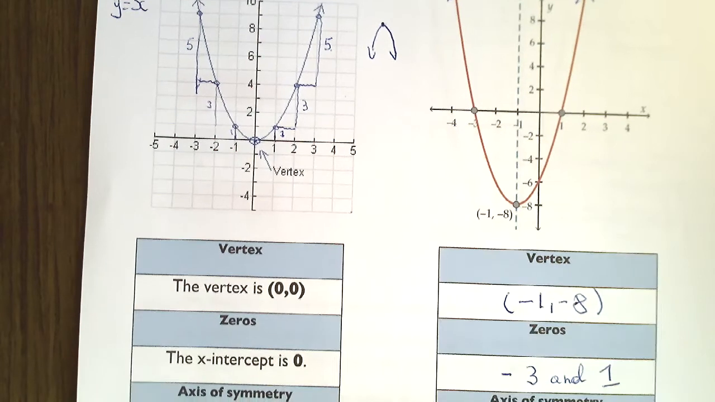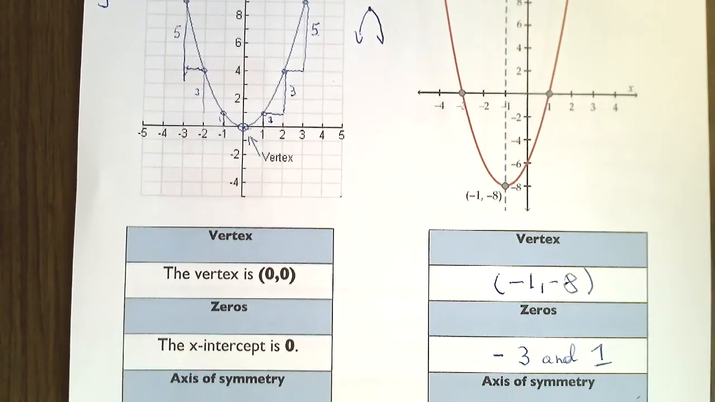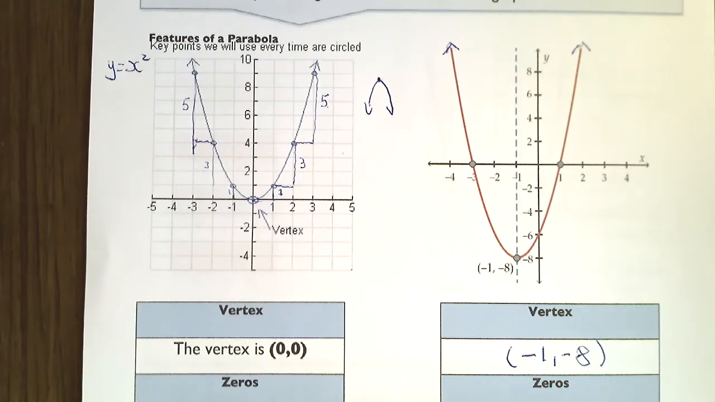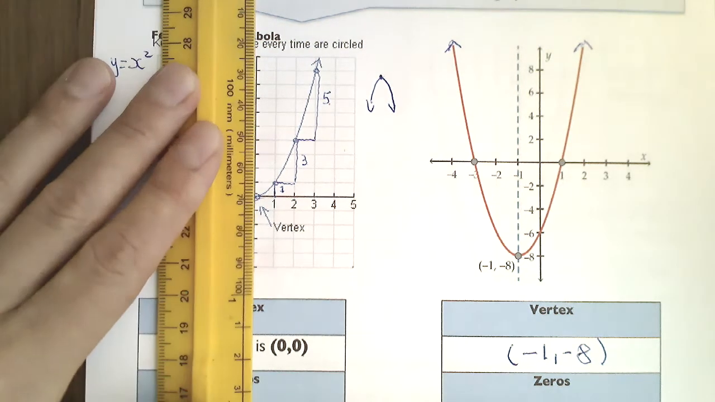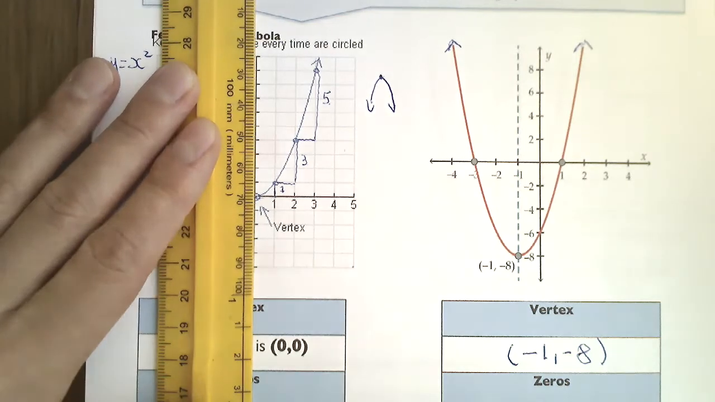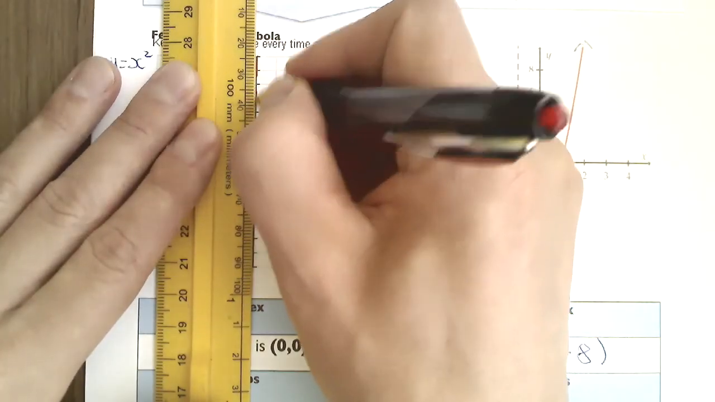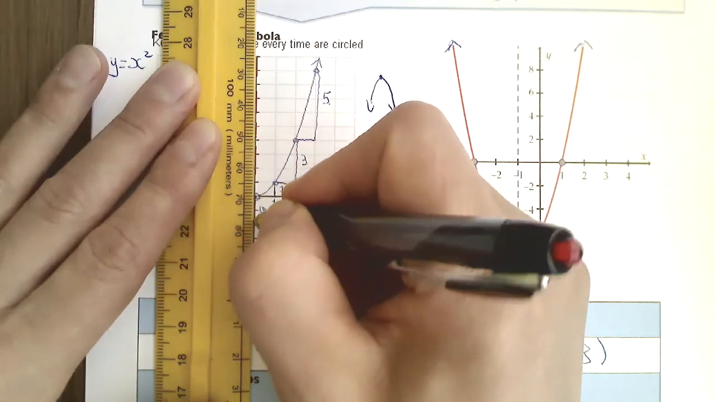All right, so another key feature of a parabola is something called the axis of symmetry. The axis of symmetry is the vertical line that divides the parabola into two congruent halves, two symmetrical halves. And we usually sketch that line with a broken line, a dashed line, and it goes right in the middle and always goes through the vertex. So for this parabola, the axis of symmetry will be right here. And it actually goes along the y-axis.